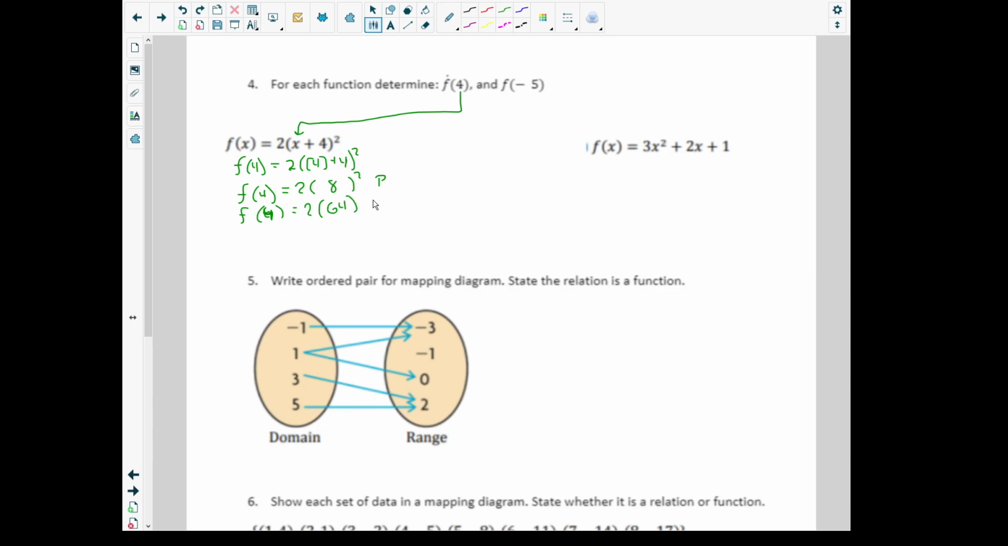Notice the parentheses do not drop because I'm still in E. And now notice the parentheses do drop because I'm going to finish all of my multiplication. So this is going to be 128. Okay, and that's our final answer.